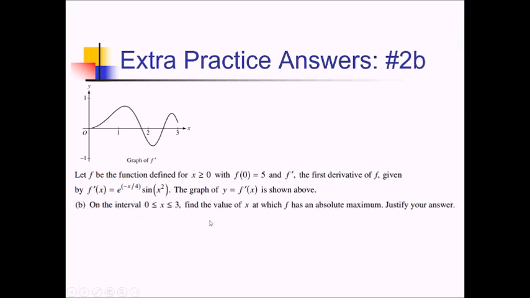For this part of the problem, they want to know on the interval 0 to 3, at what x value do we have an absolute max? Okay, so absolute max is going to happen at either the endpoints or at critical values of f. Looking at our graph of f prime, critical values are going to be anywhere where f prime is 0 or undefined, and f prime is definitely not undefined anywhere, so it's just coming down to where f prime is 0.